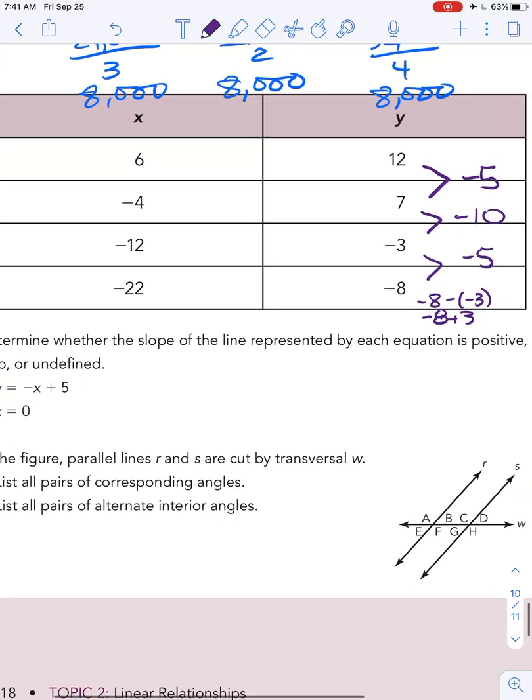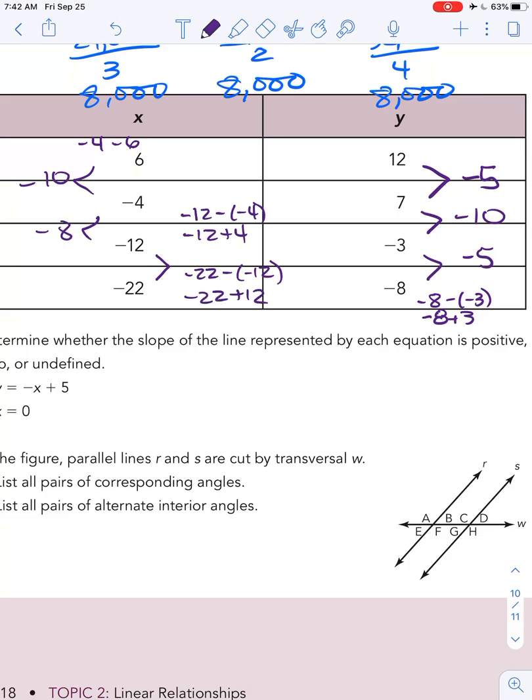Over here, if I take 6, -4 minus 6, that's going to get me -10. On this one, it's -12 minus -4. So it's -12 plus 4. So that's going to get me a -8. Right here, I do -22 minus a -12. So that's -22 plus 12. So that's going to be, oh, I went the wrong direction. There we go. Sorry about that. Is -10.